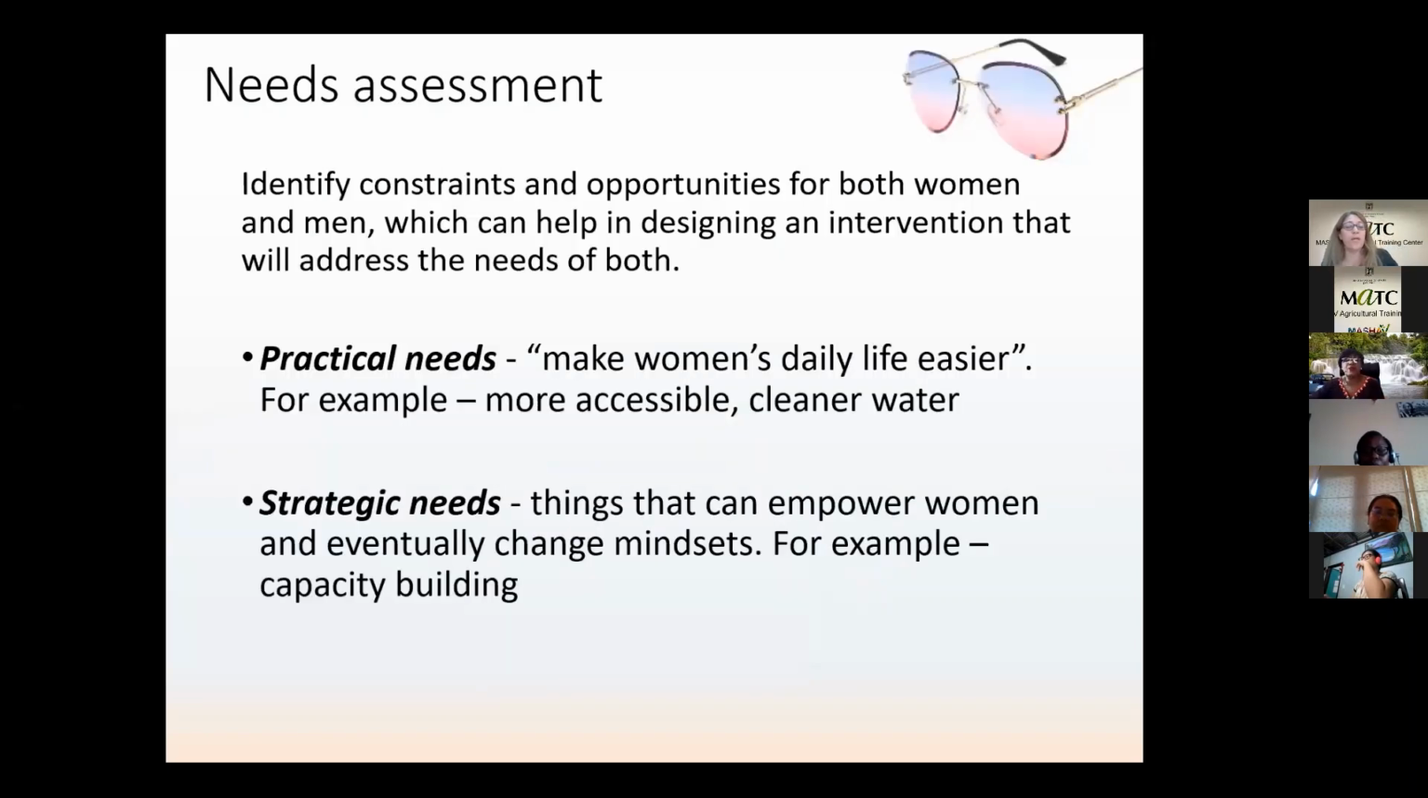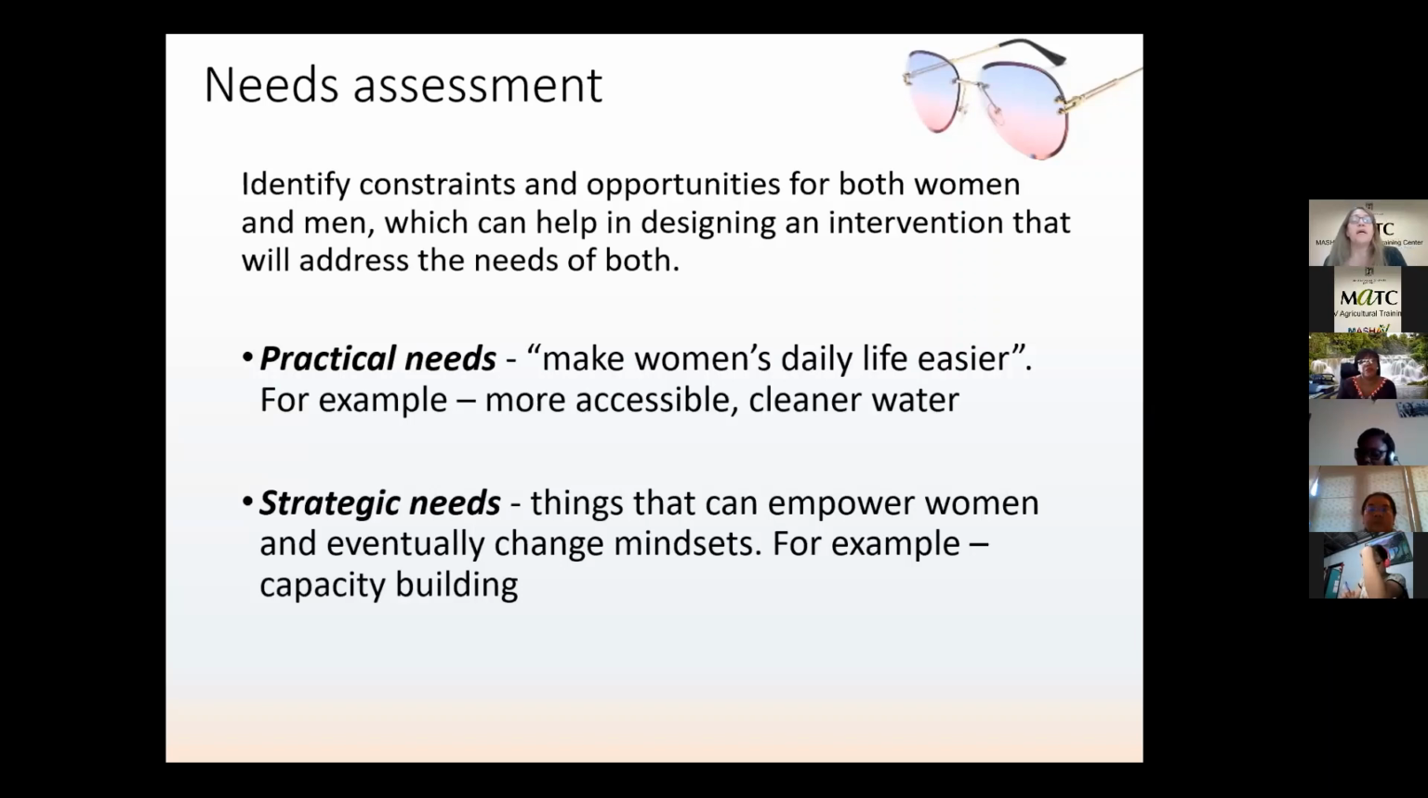So when it comes to the needs assessment, you need to look at two kinds of needs that women have. You need to identify, of course, the constraints and the opportunities for both women and men. But you need to know that there are two kinds of needs. There are practical needs and strategic needs, and the project should try to address both of those needs.